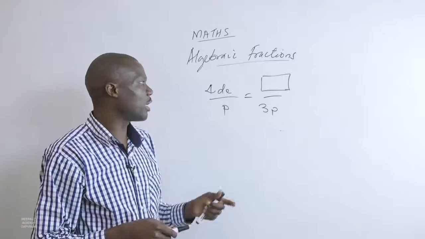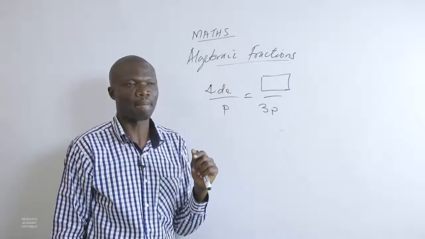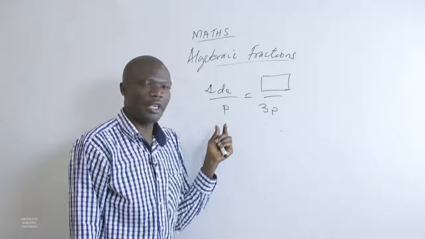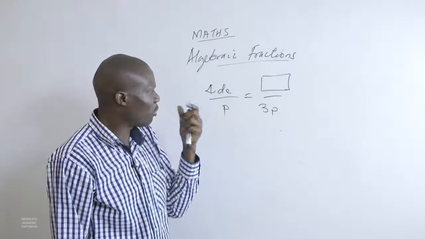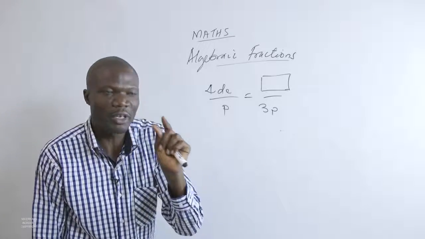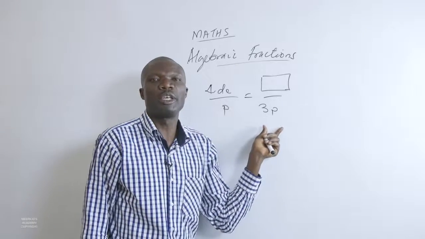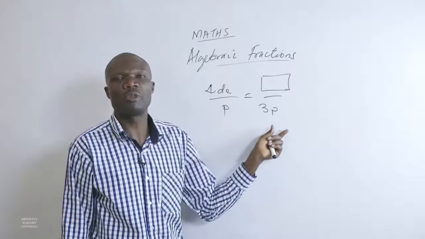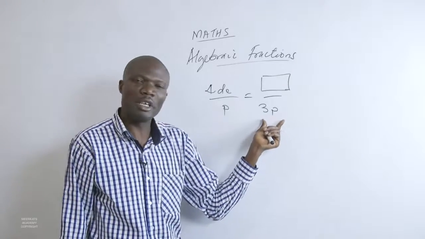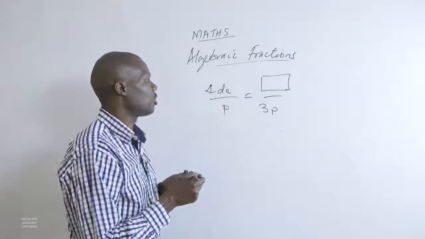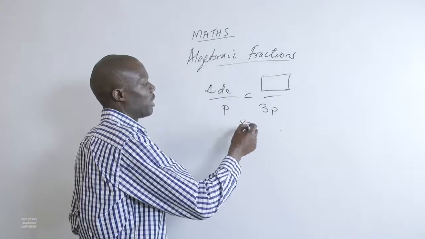We have to find the value of the numerator here. But the denominator has been given. That p is our denominator, and the equivalent denominator for the second fraction is 3p. What happened to p to form 3p? You'll find that it will be 3p divided by p, which is 3. So this one has been multiplied by 3.